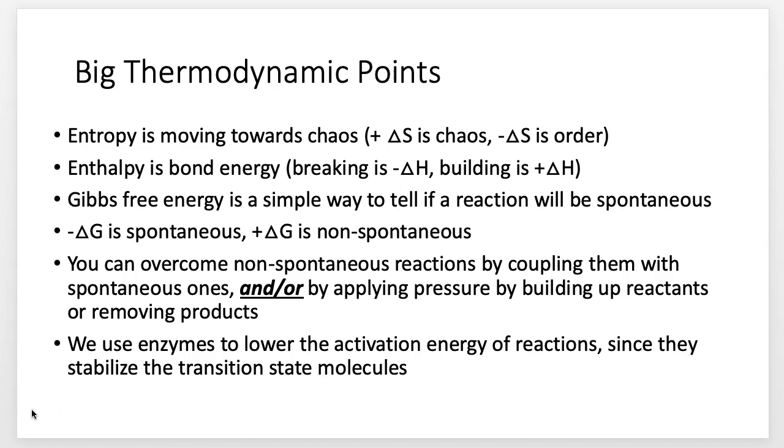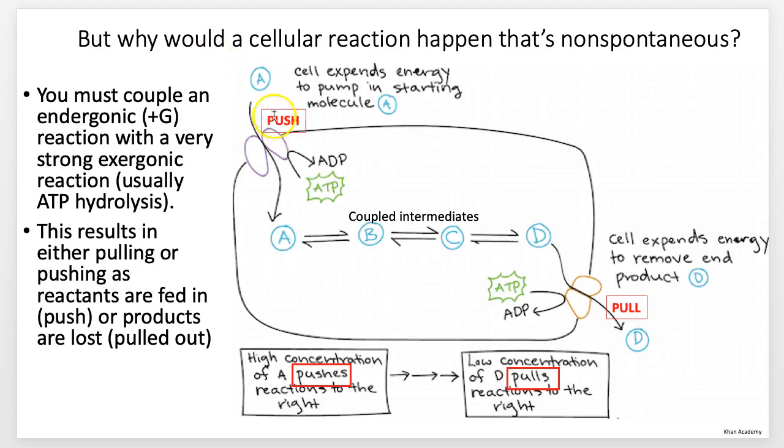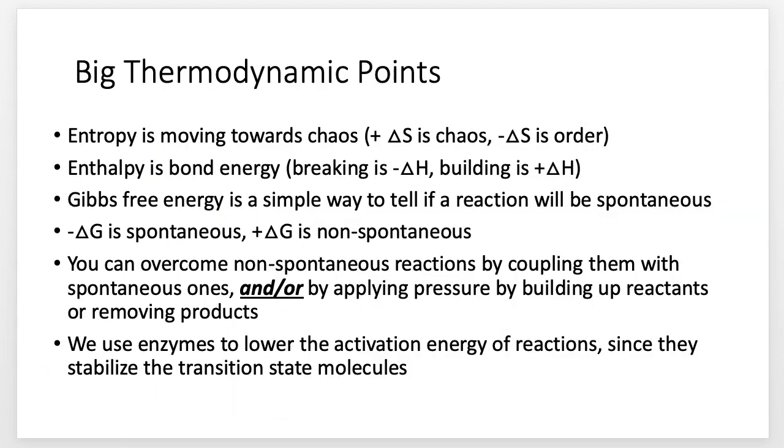You can overcome these non-spontaneous reactions by coupling them with spontaneous ones and by applying pressure from reactants or removing products, okay? So if I put a bunch of reactants in, or I pull a bunch of products out, that's how I can push and pull these entire processes, okay? Lastly, we can use enzymes to actually lower the activation energy of reactions. And because they stabilize the transition state of molecules, that's how we're basically going to do it. That's why we make so many enzymes in our bodies, okay?